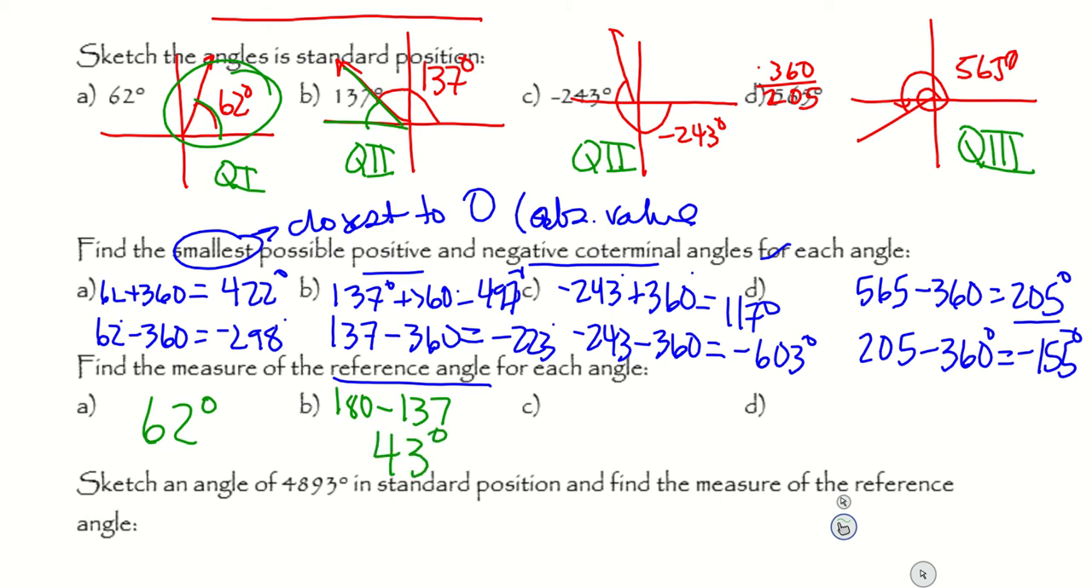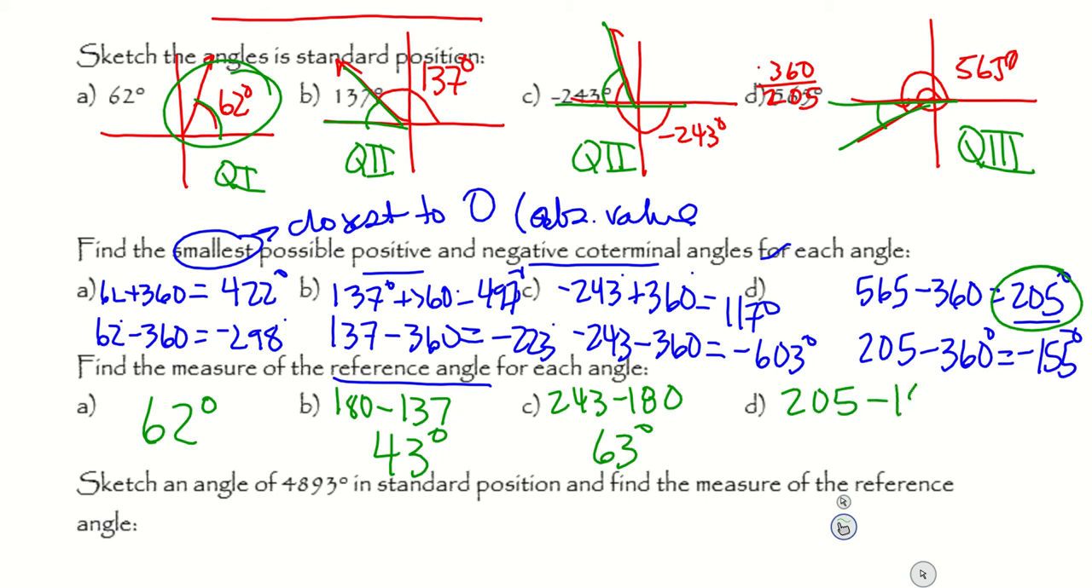For the third one, my reference angle is here, and that's going to be my 243 degrees minus the 180 that took me halfway, and that's going to give me 63 degrees. Remember, whether our angle is positive or negative, our reference angle is always positive. For the last one, my reference angle is going to be right here between my terminal side and the x-axis. I know that I have a coterminal angle of 205. So if I take that 205 and I subtract 180, I'm going to get 25 degrees. That's the measure of my reference angle.